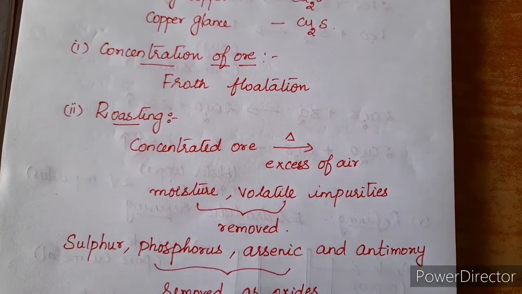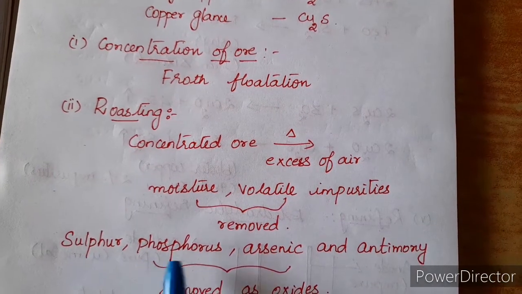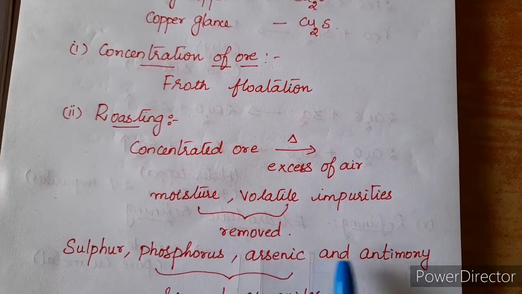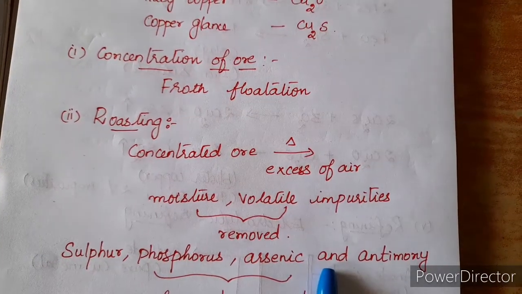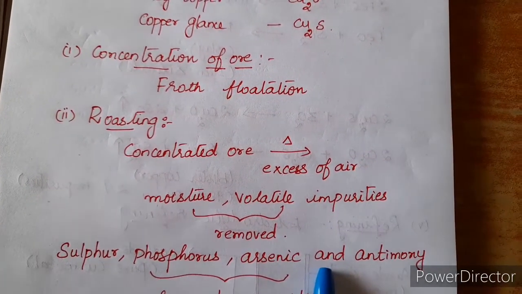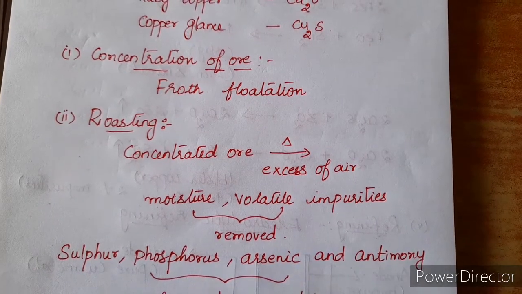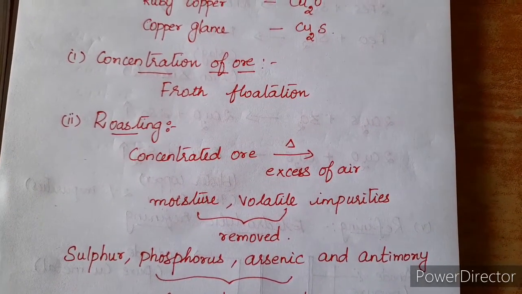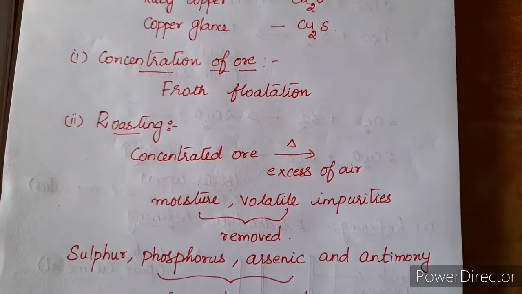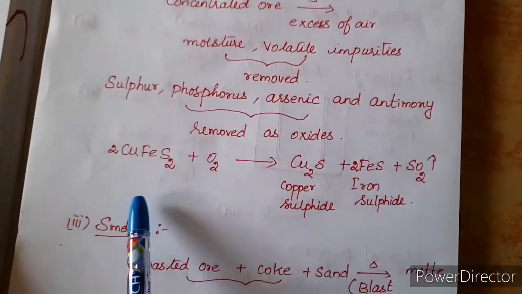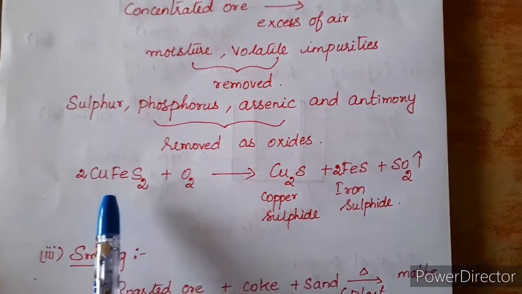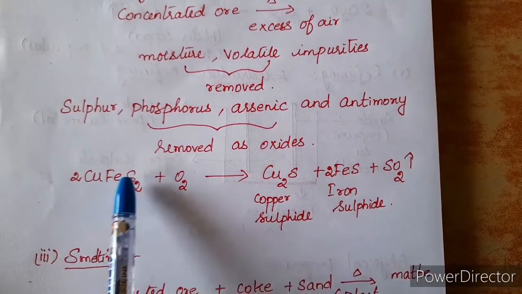Next, what are the other impurities that is removed? Sulfur, phosphorus, arsenic and antimony. So these are the impurities that is present along with the copper, but our main aim is to extract the copper. So these are removed as oxides when it is heated in excess of air, and this is called as the roasting process. Now our ore, that is the copper pyrite, is CuFeS2, isn't it?